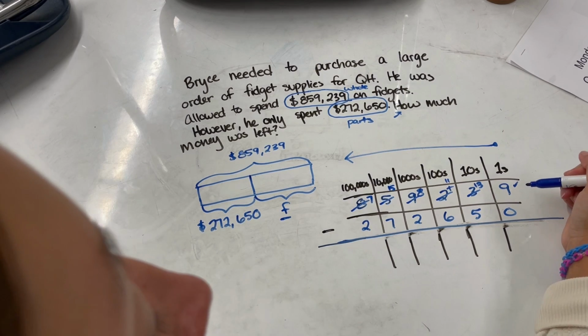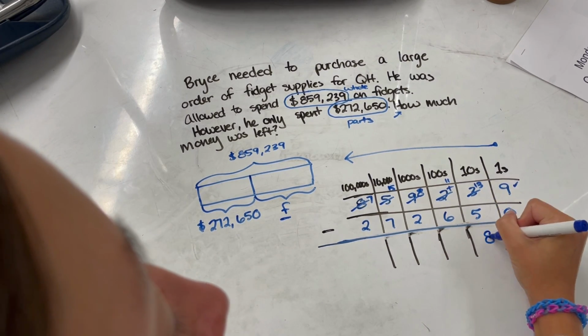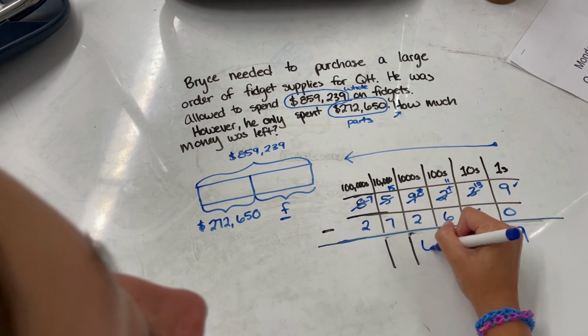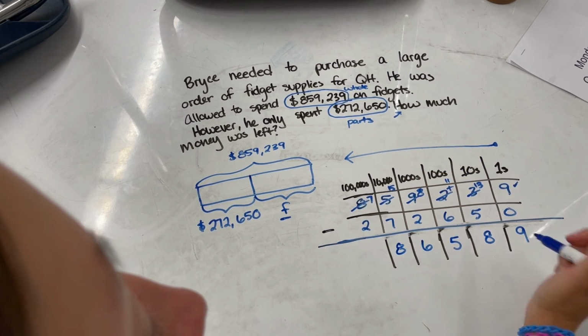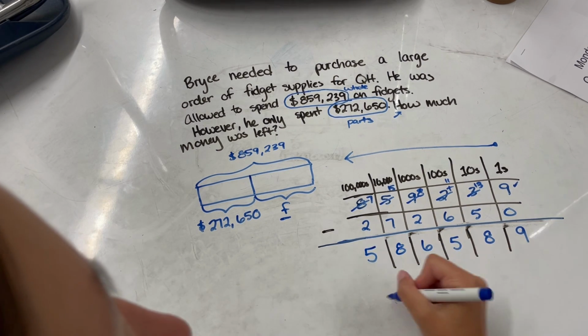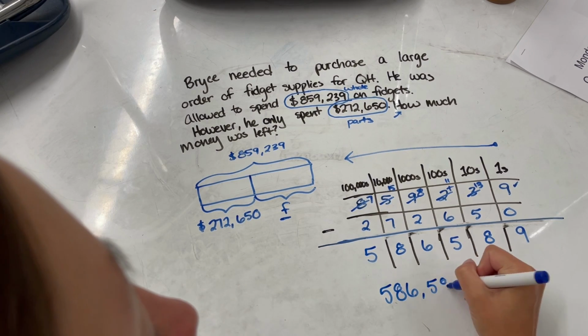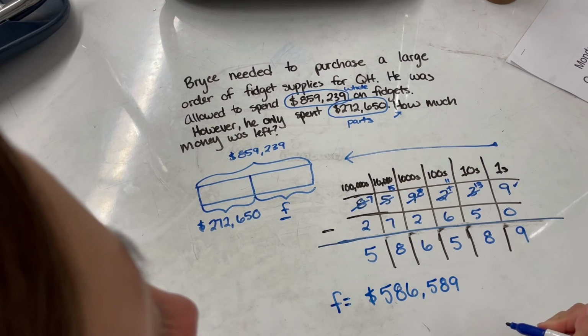I'm ready to subtract. 9 minus 0 is 9. 13 minus 5 is 8. 11 minus 6 is 5. 8 minus 2 is 6. 15 minus 7 is 8. 7 minus 2 is 5. Here's my solution. $586,589 is what F is equal to.